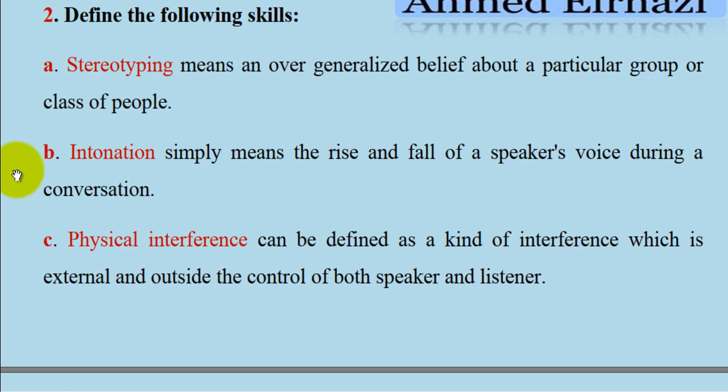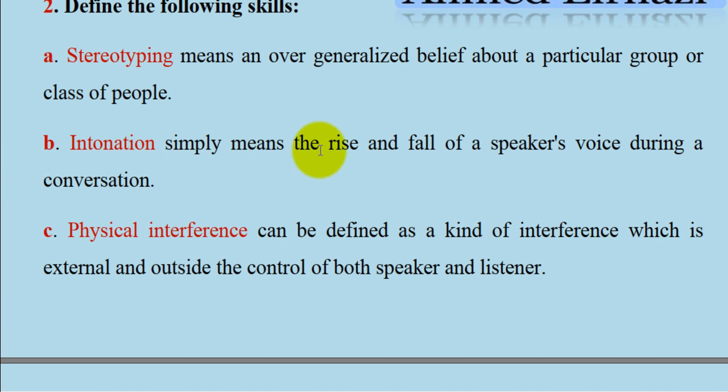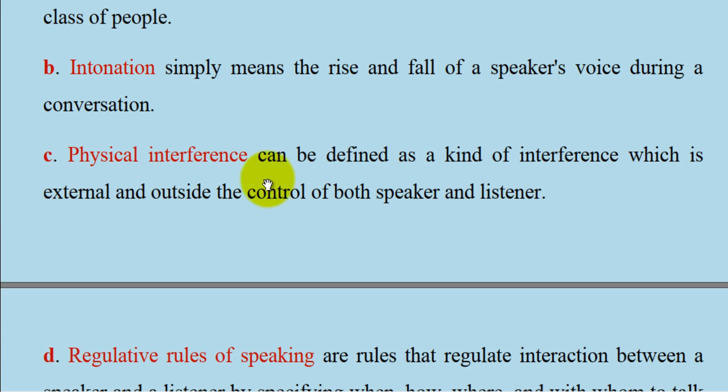Number B. Intonation simply means the rise and fall of a speaker's voice during a conversation. C. Physical interference can be defined as a kind of interference which is external and outside the control of both speaker and listener during a conversation.